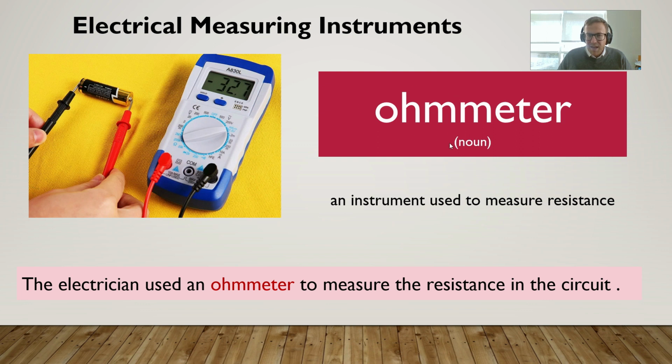Ohm meter has a difficult spelling because of the first three letters. Ohm, the unit of measurement for resistance. This is a Greek word, so it's spelt strangely. O-H-M, and then meter is spelled the same.